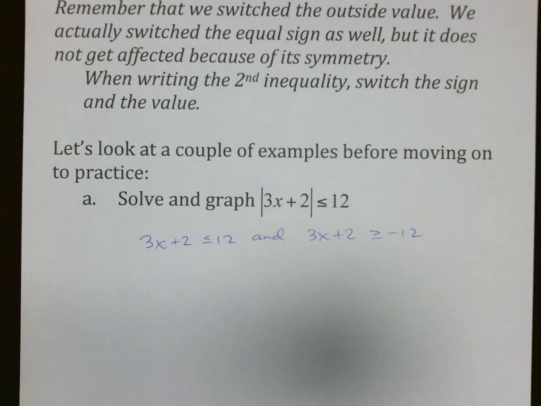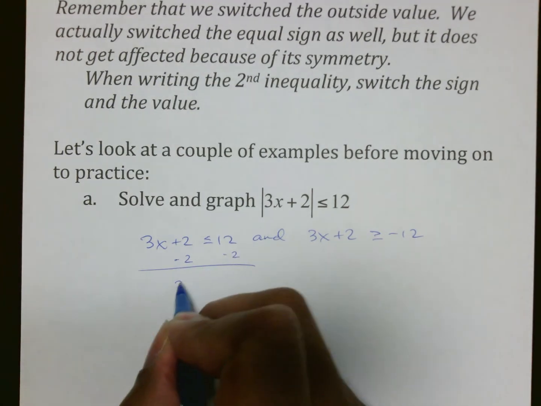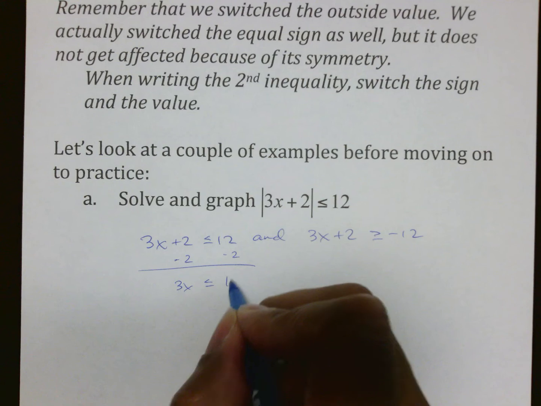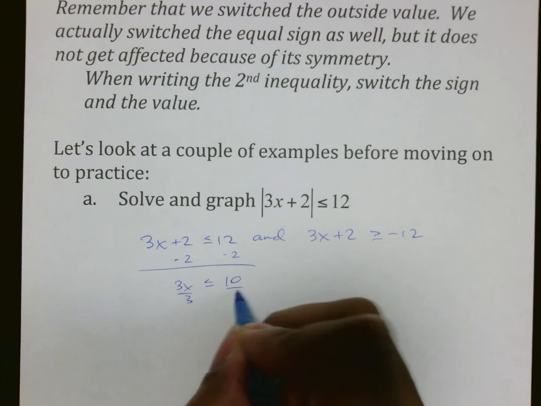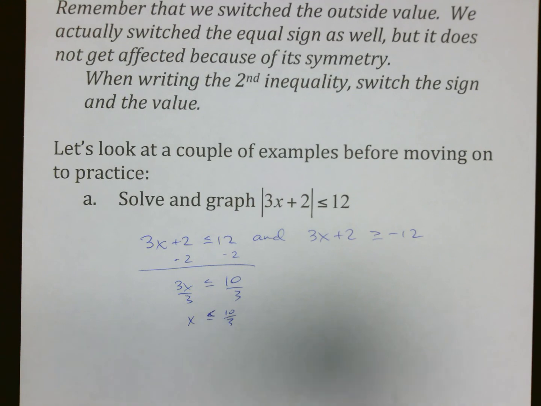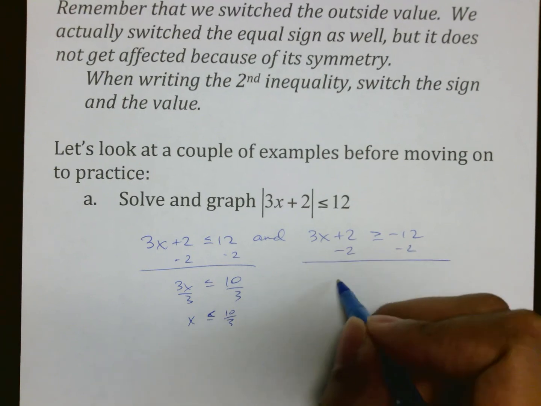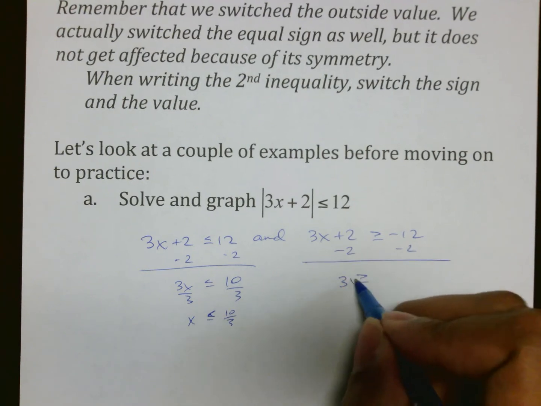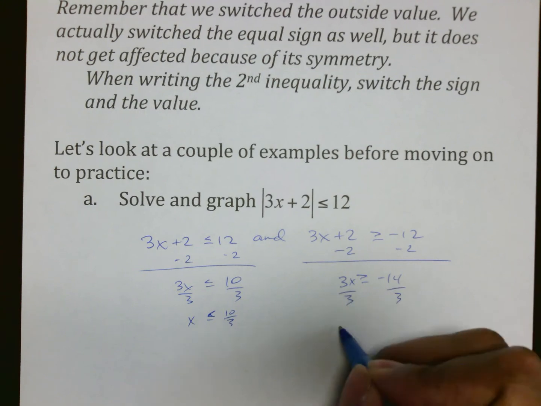Alright. So therefore, from there we go minus 2, 3x less than or equal to 10. We divide by 3. x is less than or equal to 10/3. Over here, we subtract 2, 3x greater than or equal to negative 14. Divide.